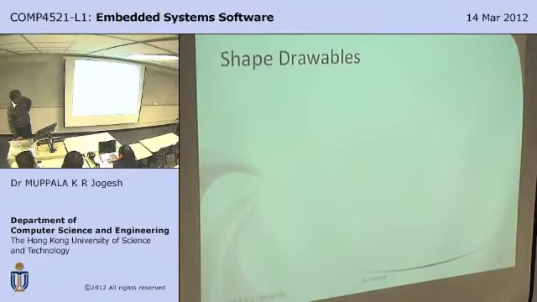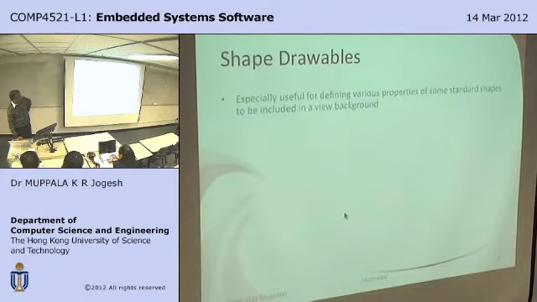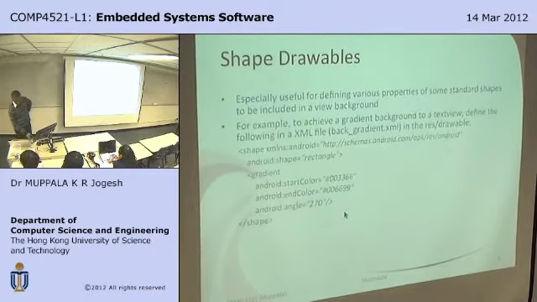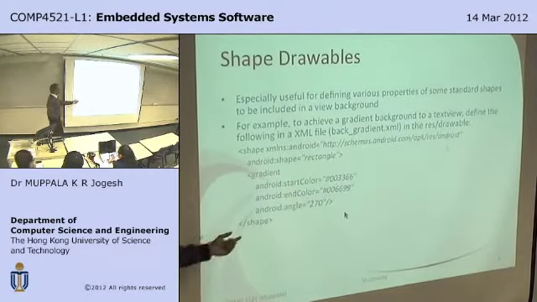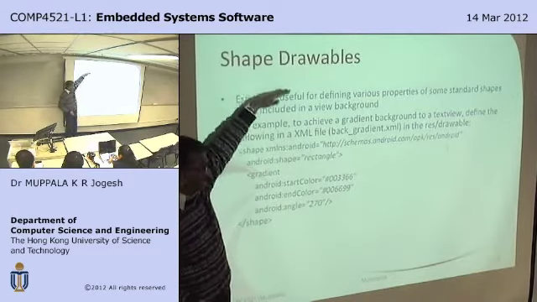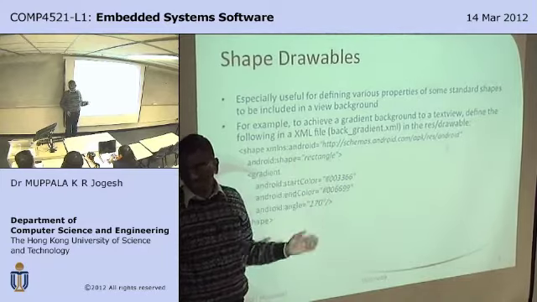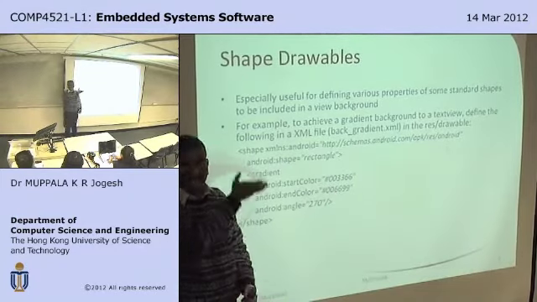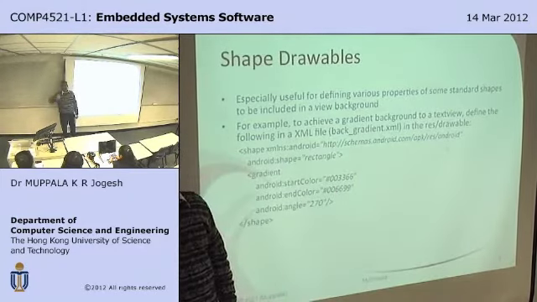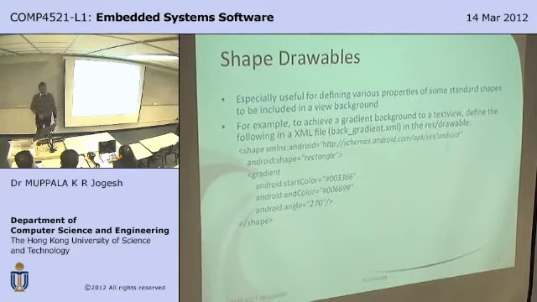Okay, shape drawables. So again, by adjusting this angle, for example, you can allow the color to go left, right, and things like that. You can play around with this angle. It tells you how the gradient is displayed on the screen.